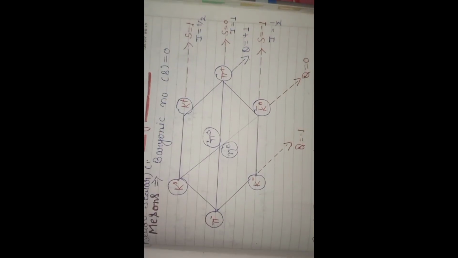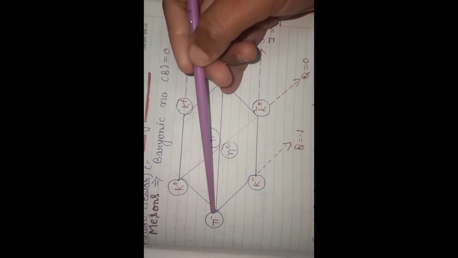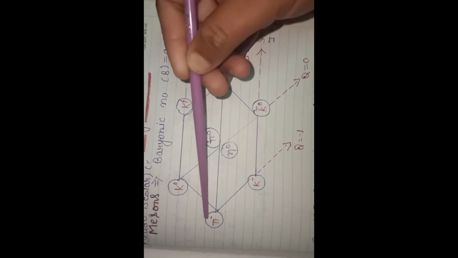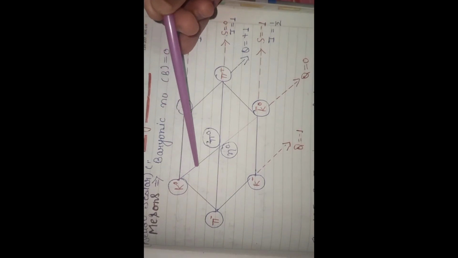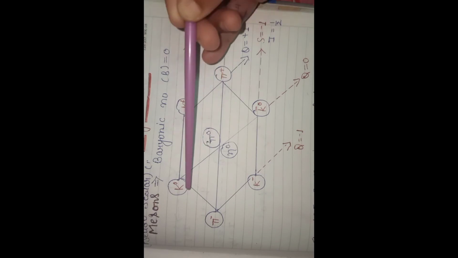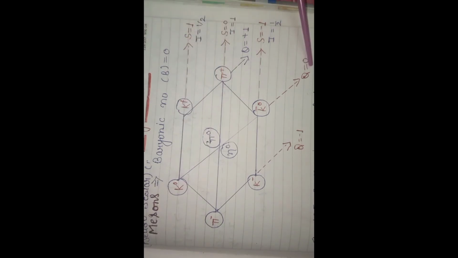If you move diagonally, for the first diagonal, pi negative and k negative, the charge will be -1. And if you go in the second diagonal, then the charge will be 0 for all these particles: k naught, eta naught, pi naught and k bar naught. And if you move in the third diagonal, k positive and pi positive, the charge will be +1 for these particles.